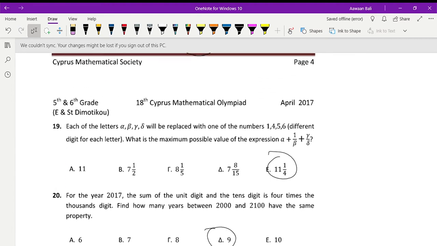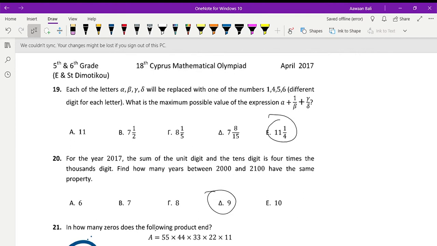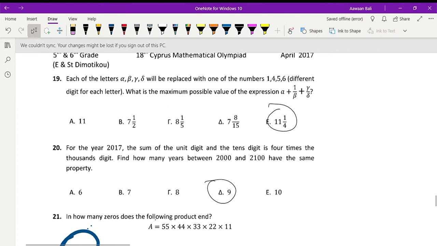Each of the letters alpha, beta, gamma, and delta will be replaced by one of the numbers 1, 4, 5, and 6. There's a different digit for each letter. What is the maximum possible value of the expression alpha plus 1 upon beta plus gamma upon delta? Now to find this, basically, the biggest fractions go like this. So alpha should be the biggest whole, so we can say 6 is there, and then 1 upon the biggest fraction. So we can say 1 upon 4.